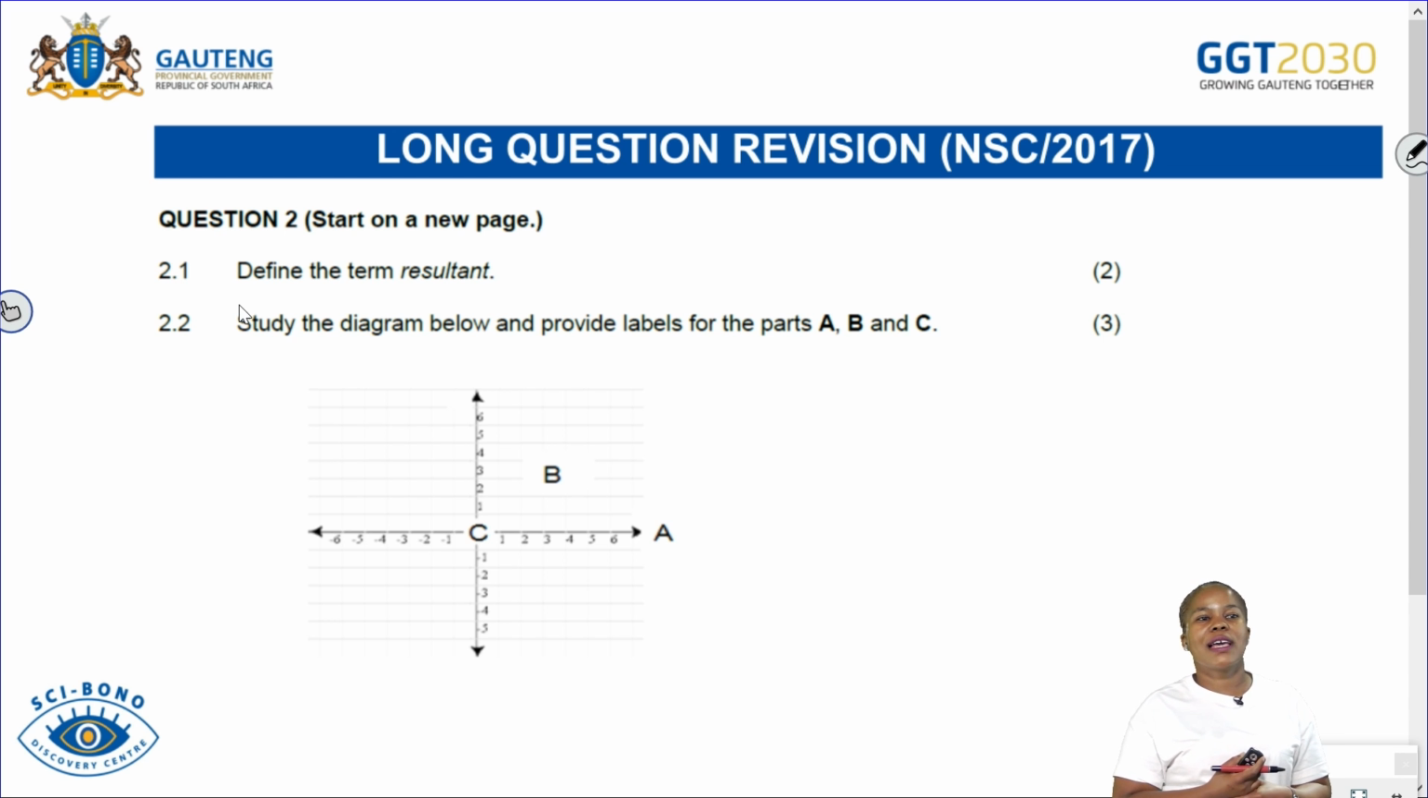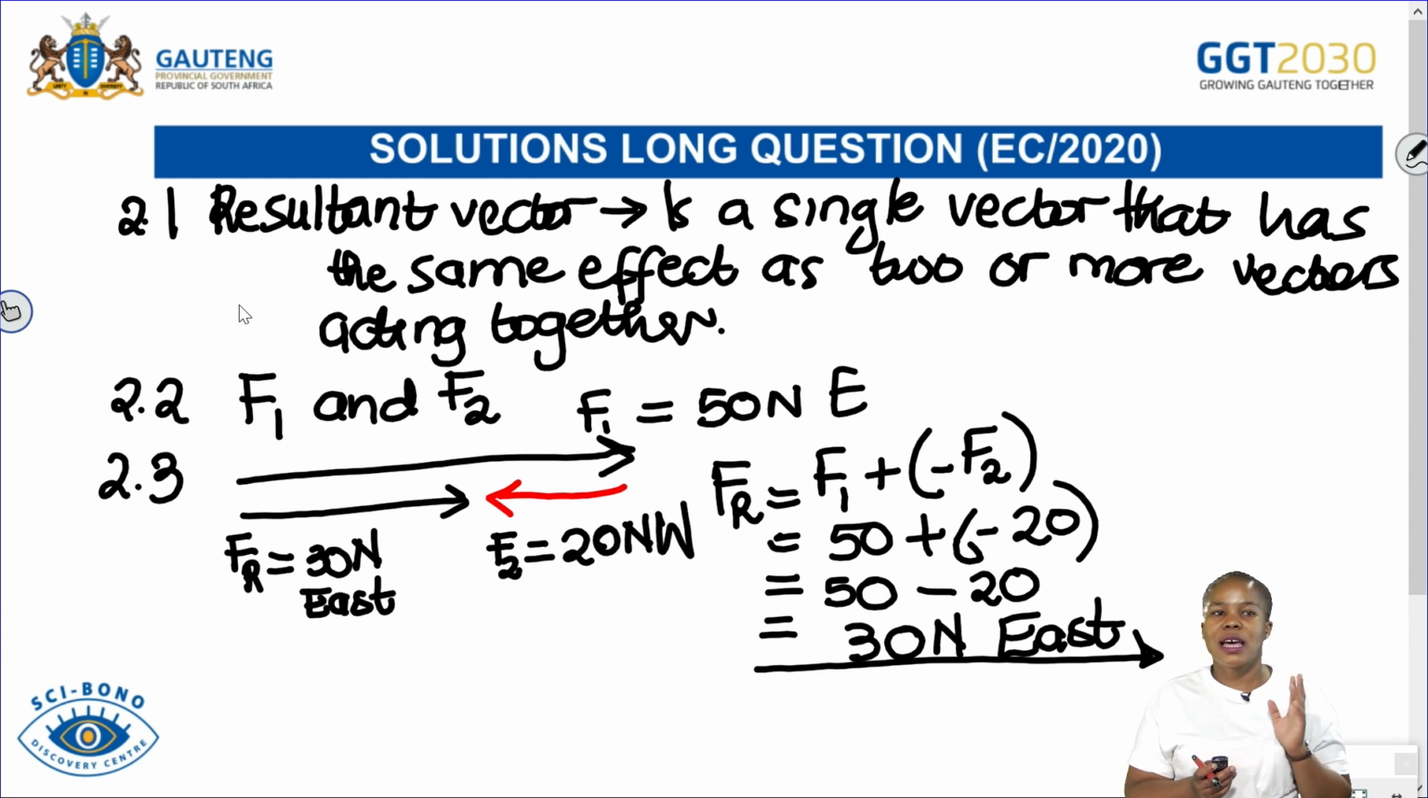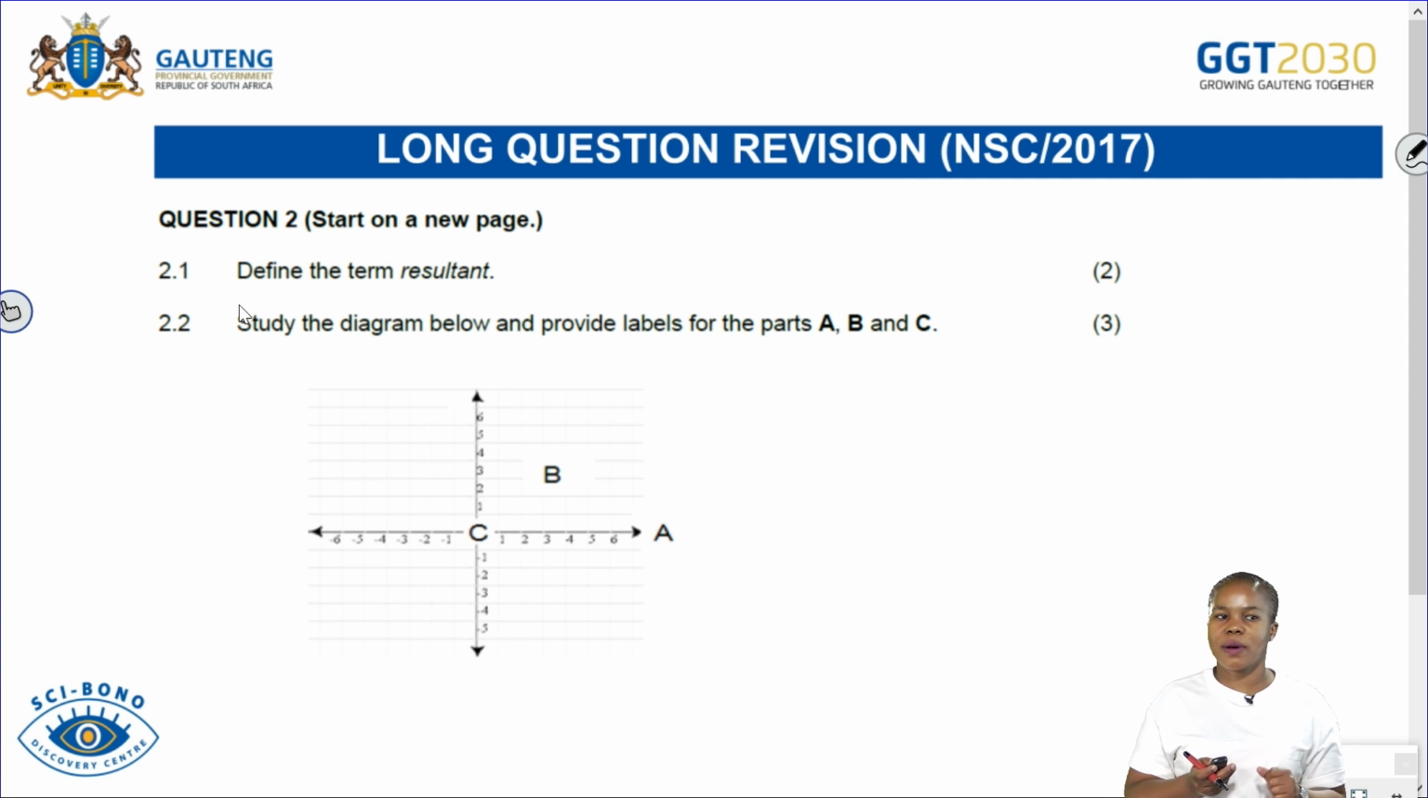Okay, so define the term resultant. We've already described it, and we started with it in our prior knowledge. It is the single vector that has the same effect as two or more vectors that are acting together. Okay, so nothing's changed about that one.